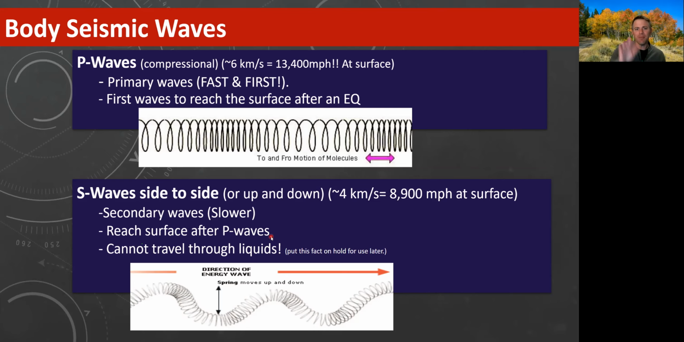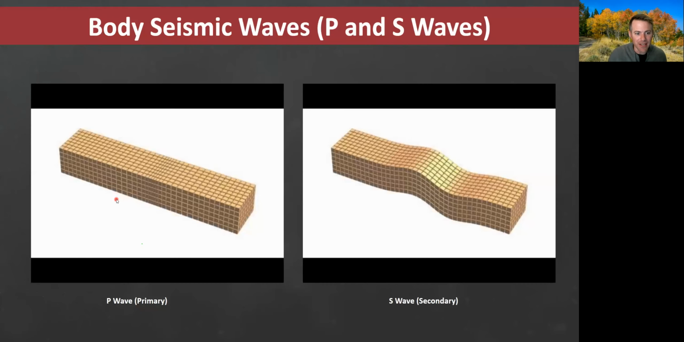So they kind of move up and down. Like if you ever played jump rope and you did a snake with the jump rope and made it go up and down, that's how S waves move. And the other big thing about these S waves is they cannot travel through liquids, which is why they get absorbed in the liquid core and don't show up on the other side, depending on where you're at in the earth. So those are our P waves. They go first. S waves come second.